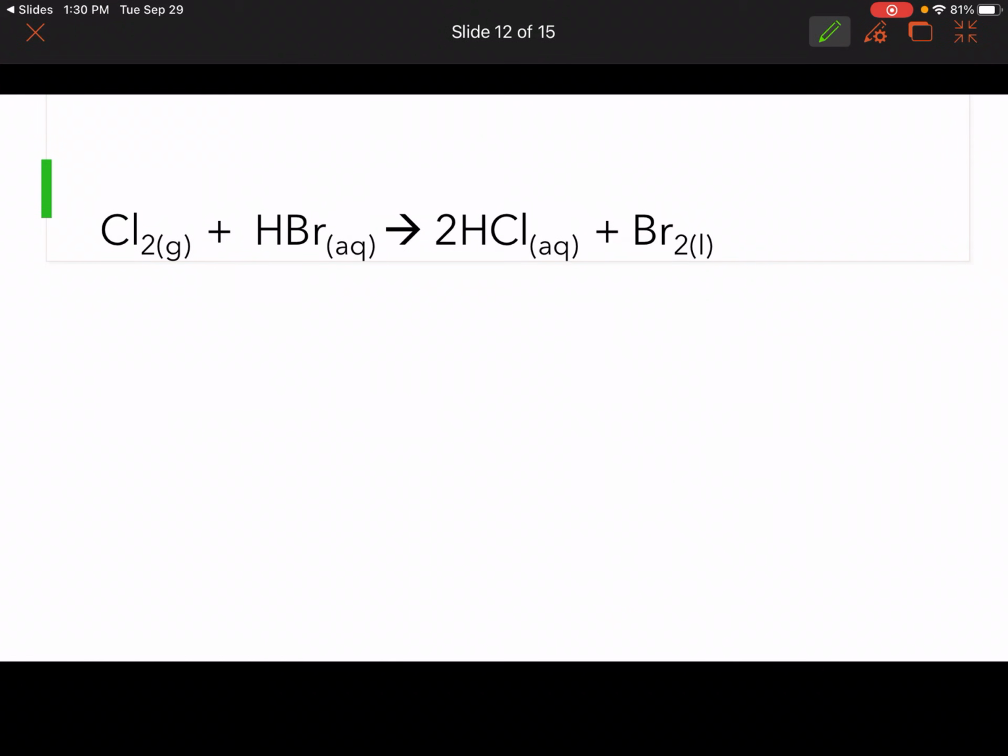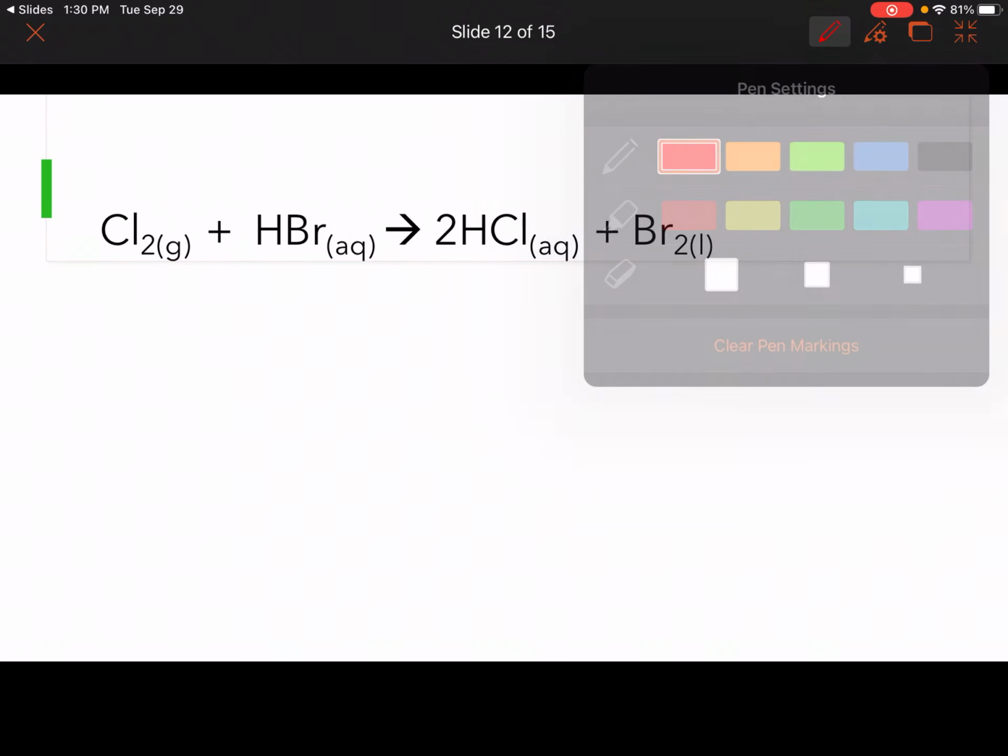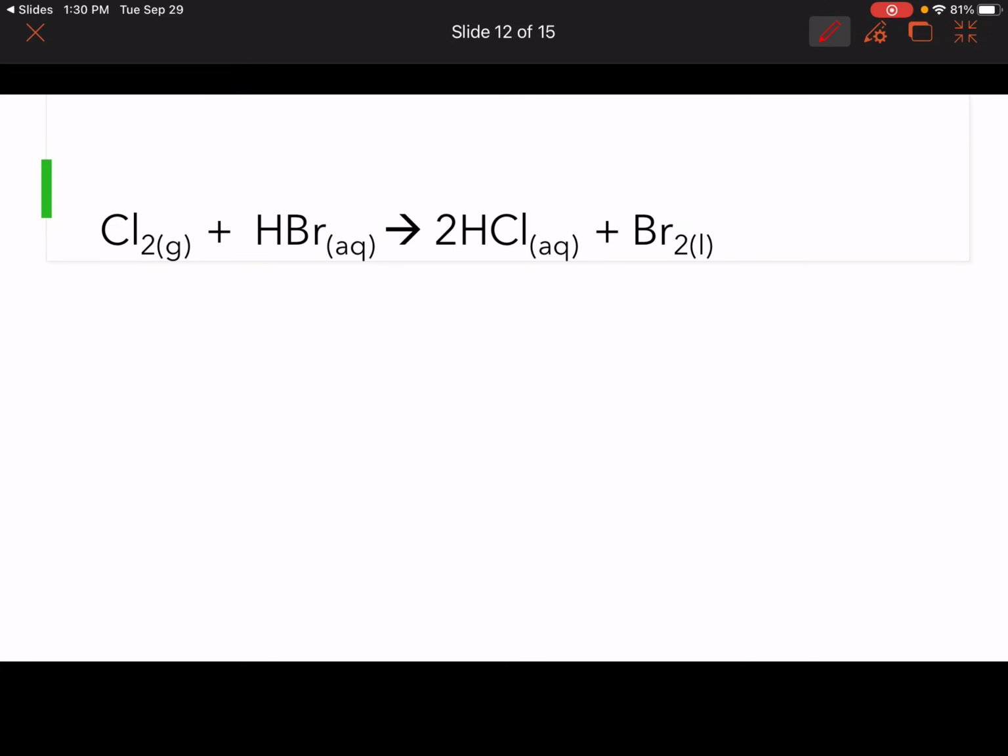And we'll work through another example here. Okay, so determine again what is oxidized, what is reduced, the reducing agent, and the oxidizing agent. Those are going to be always what I'm asking you for here. Okay, so chlorine gas plus hydrogen bromide goes to hydrochloric acid and bromine liquid. So first step, you're going to write your oxidation numbers on top. So 0, -1, +1, -1, +1, 0.